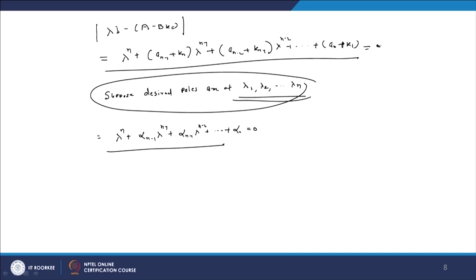So, these two equations are there, and here we will find that this is my desired one, and they have the same form, lambda raised to n, lambda raised to n. These are known quantities, and here a n minus 1, a n minus 2, a 0 are known quantities, but which is unknown? Unknown is k1, k2 up to kn, and this is nothing but the controller. So, if we compare this equation with respect to this equation, let us say this is equation number 1 and this is equation number 2. If we compare these two equations, we can easily get the values of k1, k2 up to kn.